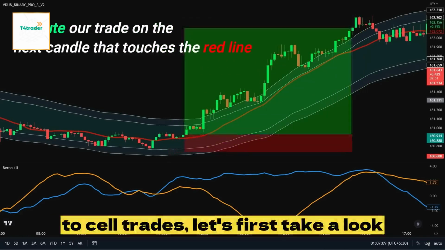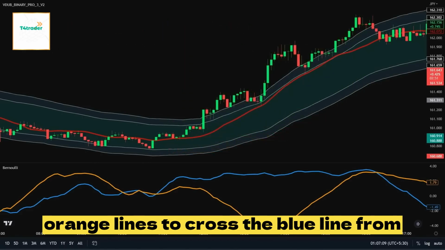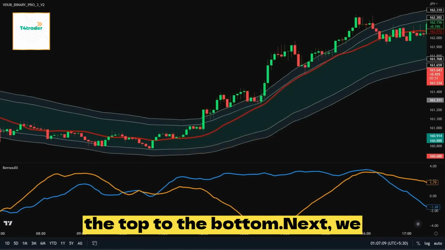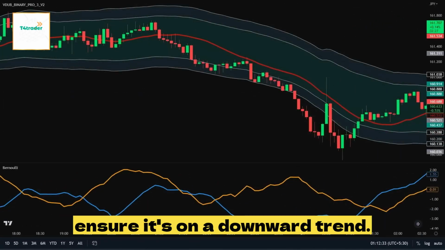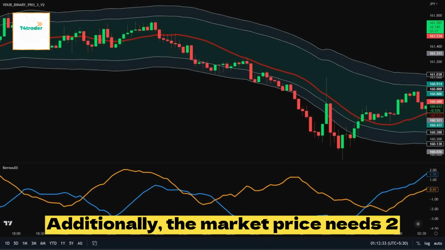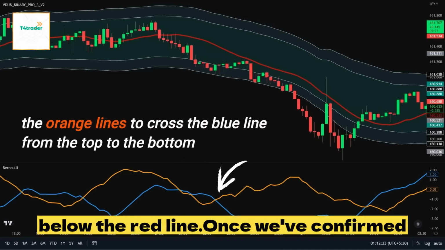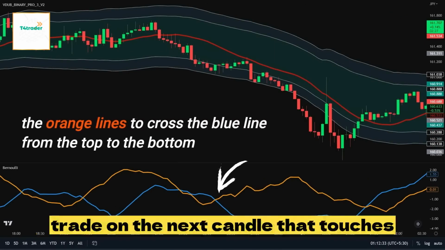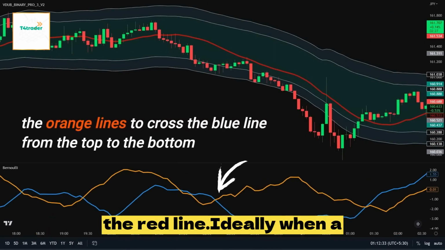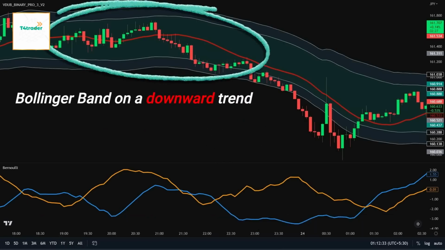Moving on to sell trades, let's first take a look at our indicator. We're looking for the orange lines to cross the blue line from the top to the bottom. Next, we need to check the Bollinger Band and ensure it's on a downward trend. Additionally, the market price needs to be below the red line. Once we've confirmed these two indicators, we can execute our trade on the next candle that touches the red line, ideally when a negative price action candle is created.